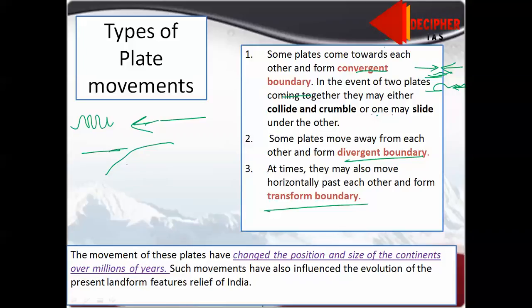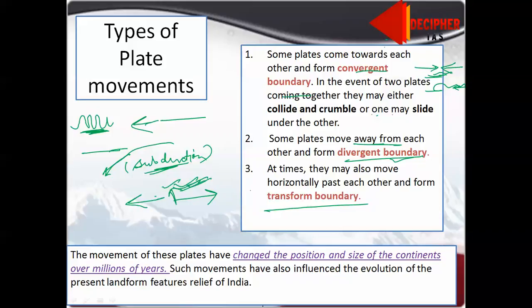So this is called subduction in geography or geology. First one is collision or crumbling. Other one is moving below the other plate, called subduction. Now the second interaction is when the plates move away from each other. It is called divergent boundary, that is, away from each other. These we see in mid-oceanic ridges that I just told you about in the Atlantic Ocean.